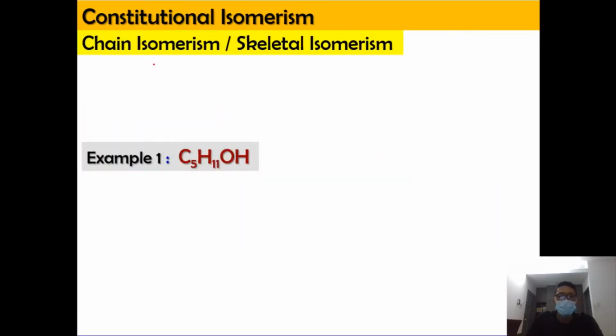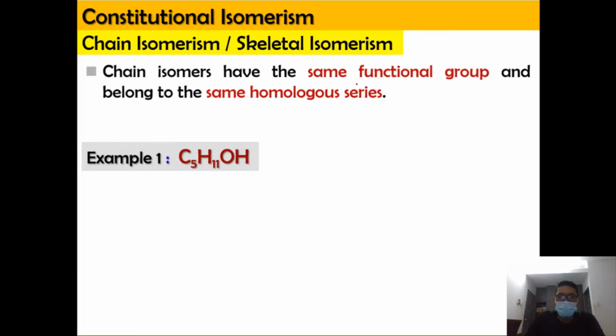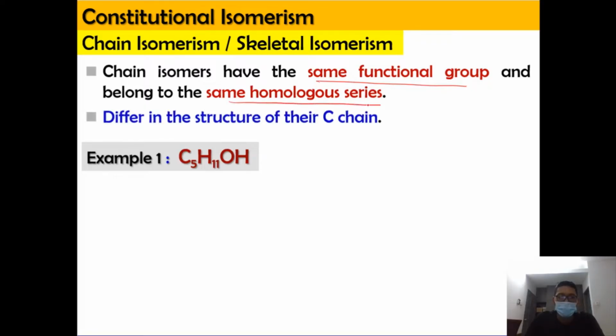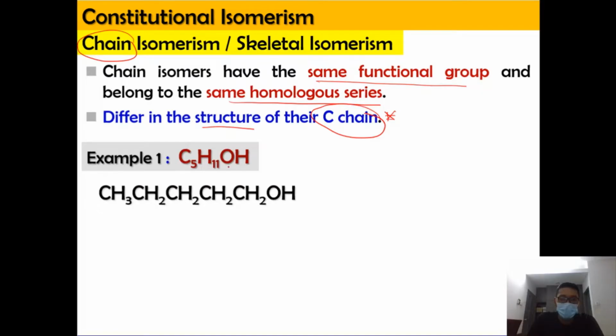We're going to start with chain isomerism first, also known as skeletal isomerism. Chain isomers have the same functional group and belong to the same homologous series. However, they only differ in the structure of their carbon chain, so we only focus on the carbon chain. For example, we have C5H11OH, which is pentanol, because OH refers to alcohol and pent refers to 5 carbon.